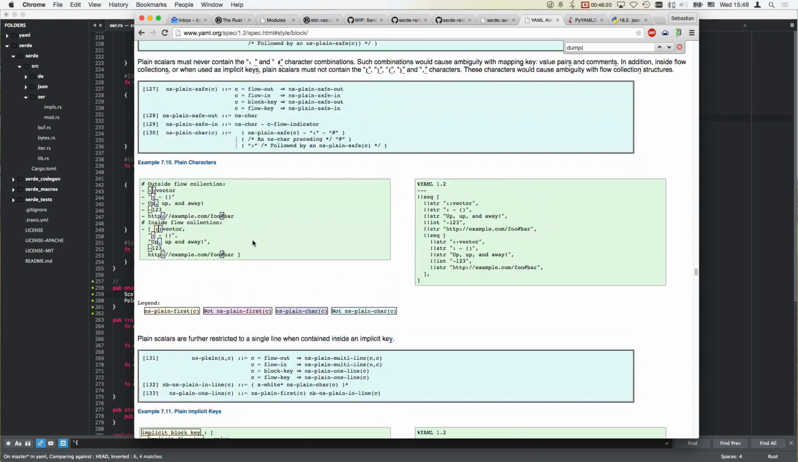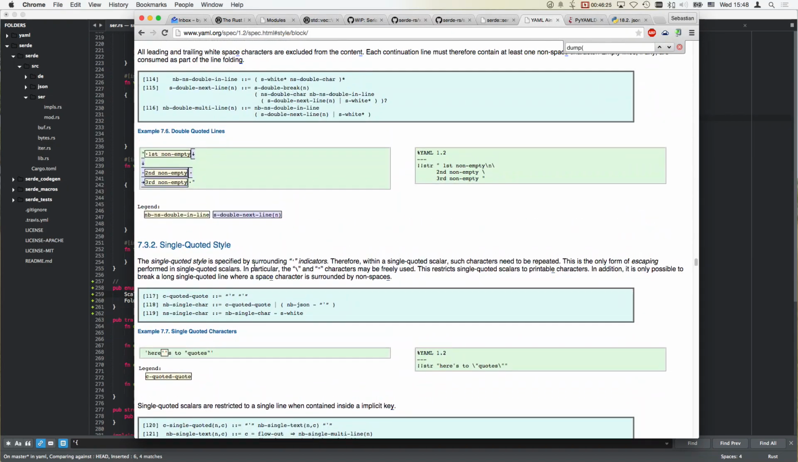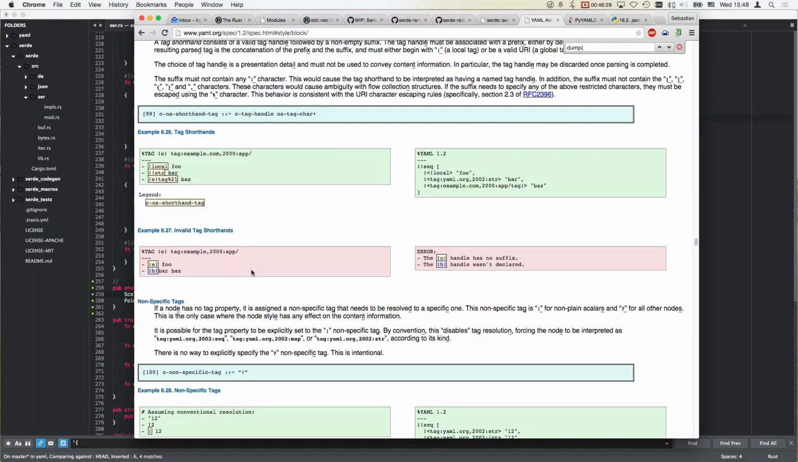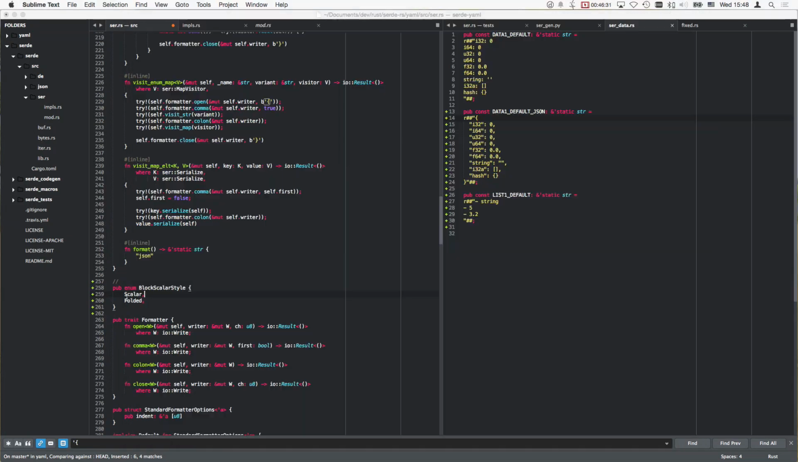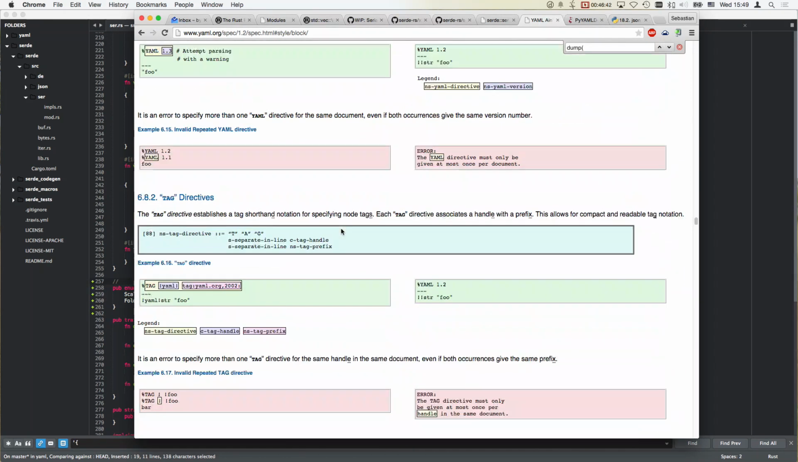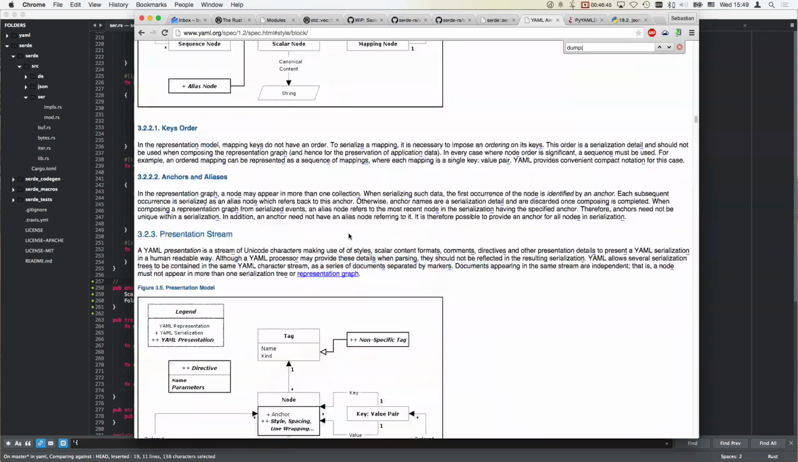Flow collection styles. Yeah, I guess I want to do this. Damn it. I'm not sure about it. I will not make a commit here. I can't really, because right now I don't understand how this works. And without an understanding, it doesn't work. Line folding. Yeah.